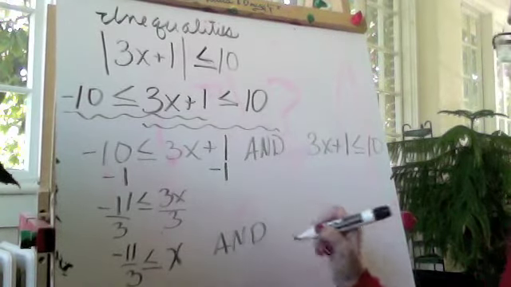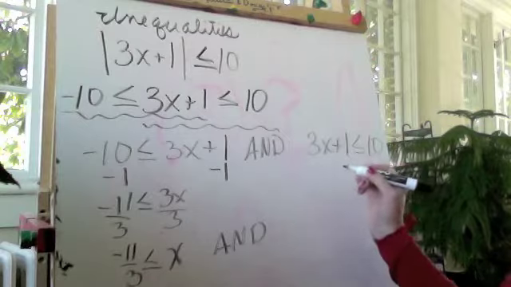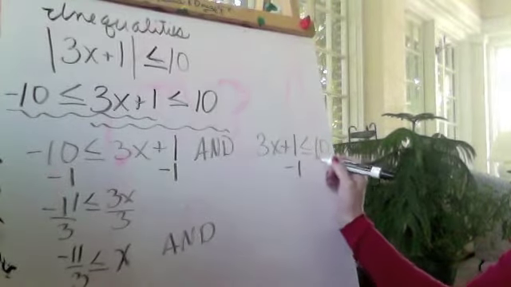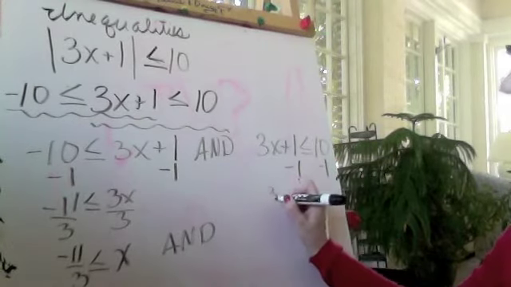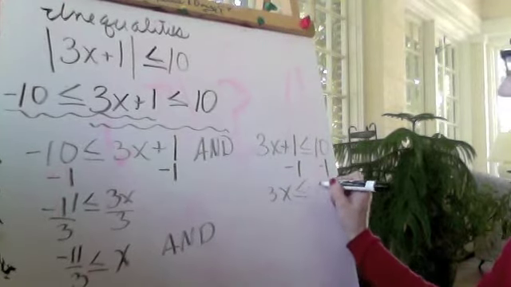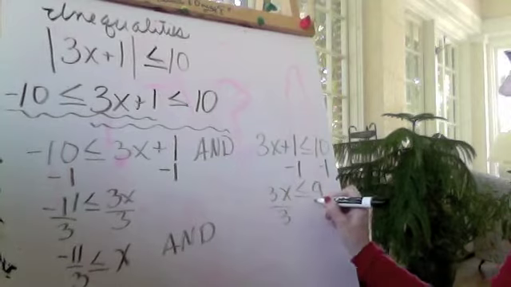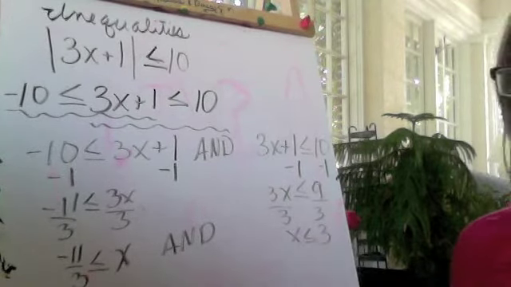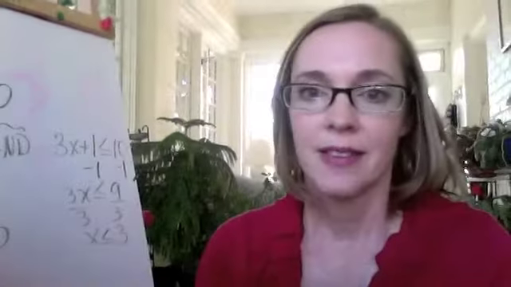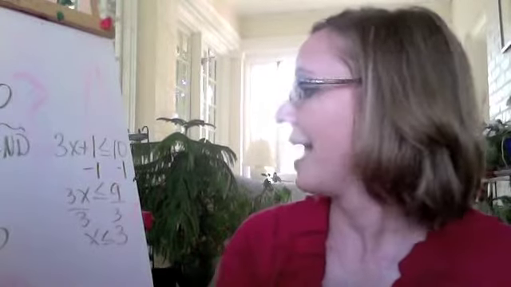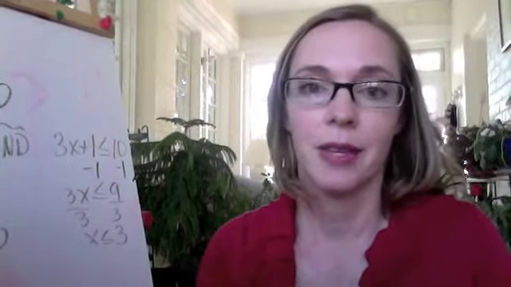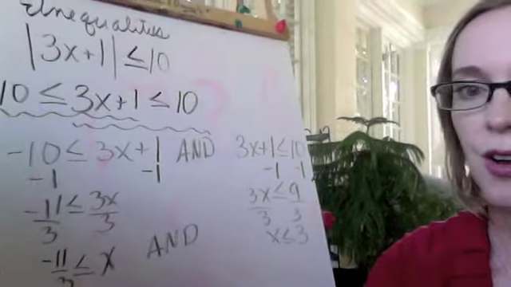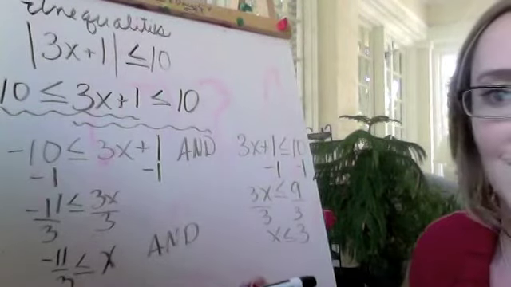And over here, if I subtract 1 from both sides, I get 3x is less than or equal to 9, and divide by 3, and I get x is less than or equal to 3. So, got an AND situation, and so I'm going to graph it, and I know I want my overlap to be my solution. So back to the child's whiteboard.